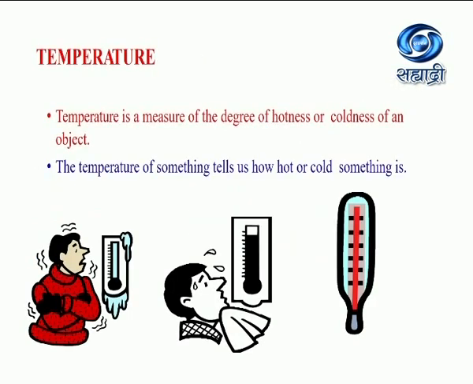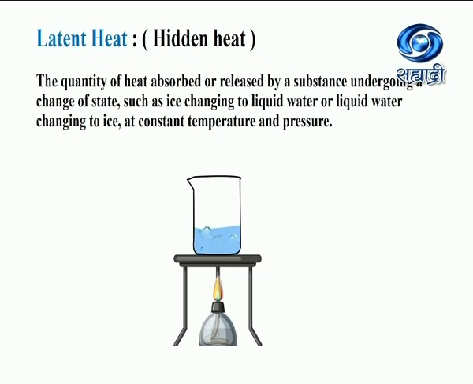Let us know what is the difference between heat and temperature. Temperature is a measure of degree of hotness or coldness of an object. Thus, it is a measure which tells us how hot or cold something is. Latent heat. The word latent means hidden or dormant. It is the heat absorbed or released by a substance undergoing a change of state. For example, ice changing to liquid water or liquid water changing to ice at constant temperature and pressure.